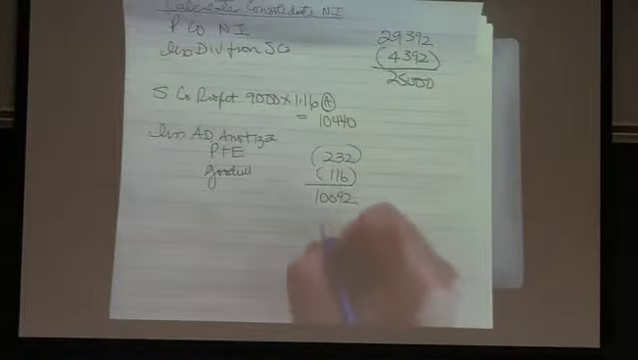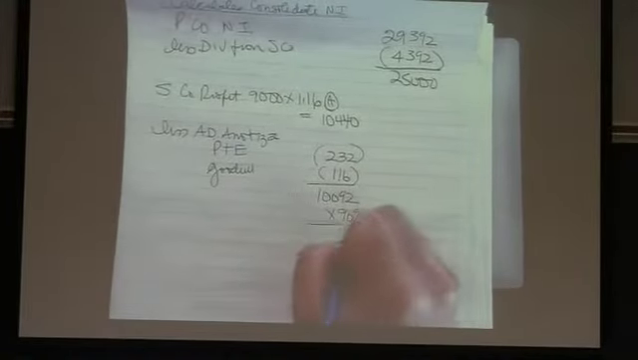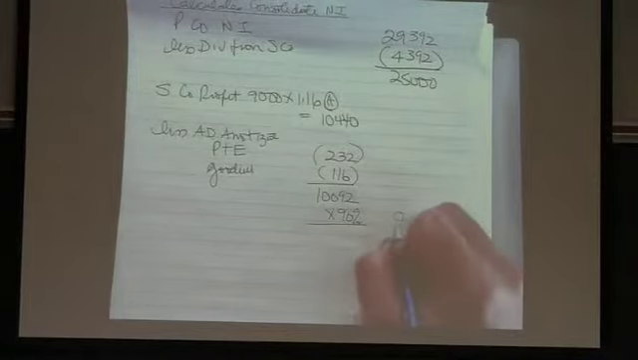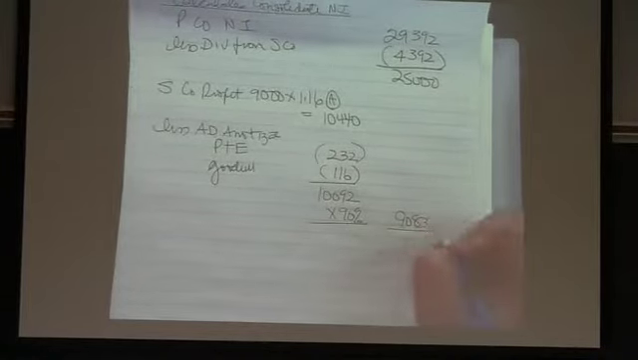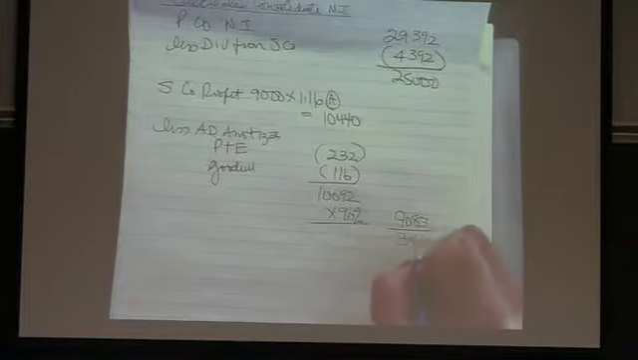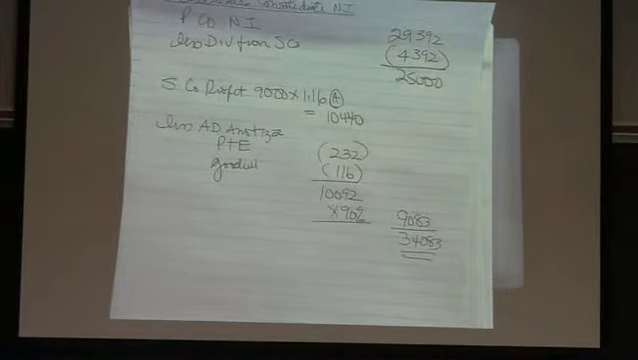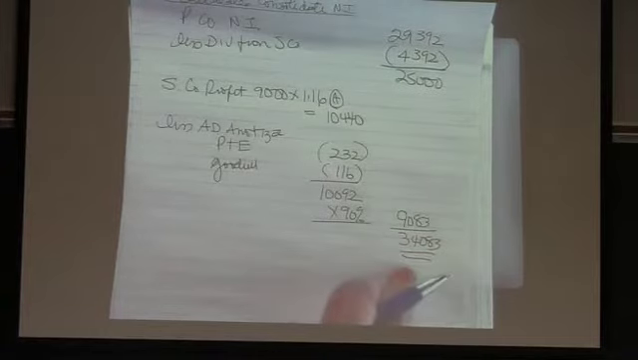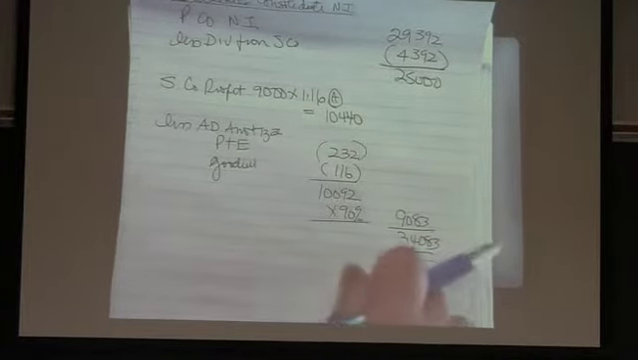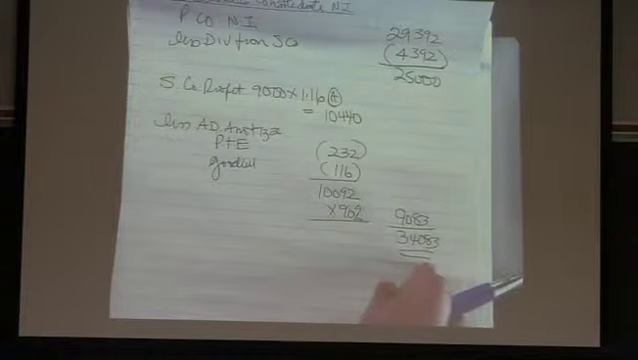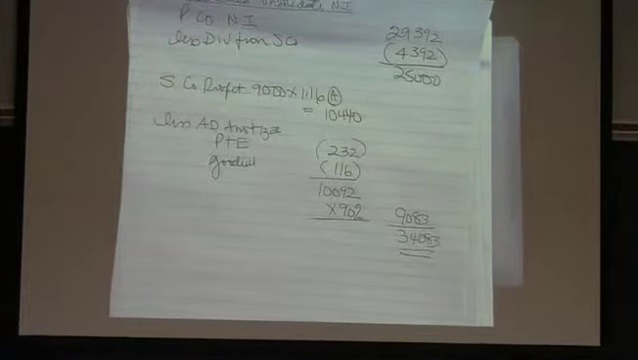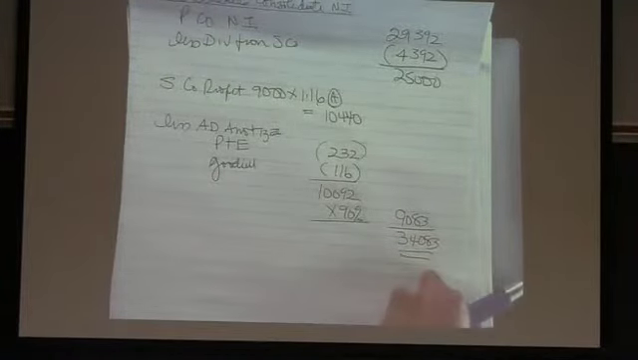Okay, now we're going to multiply by 90% to be our proportionate share to give us 34,083. That should be what our translated income statement should be, right? That should be what our consolidated income statement should be.